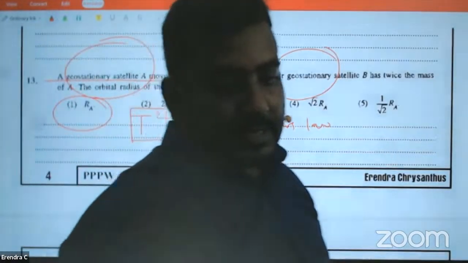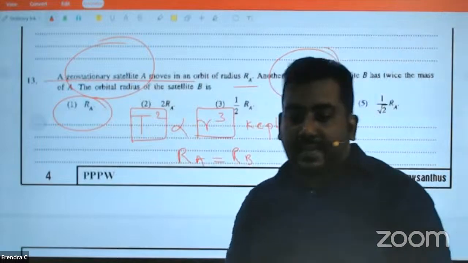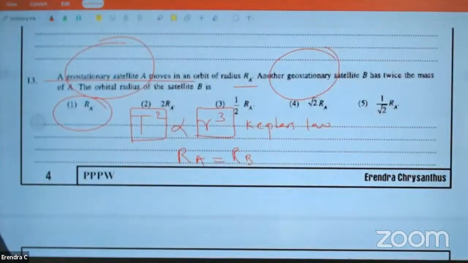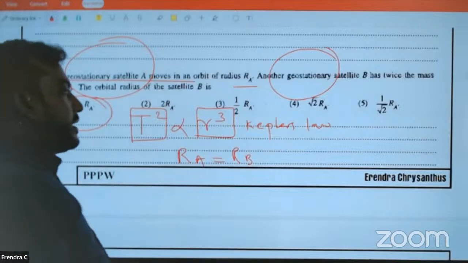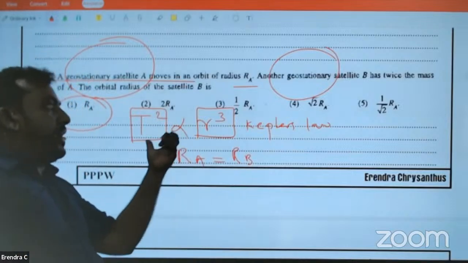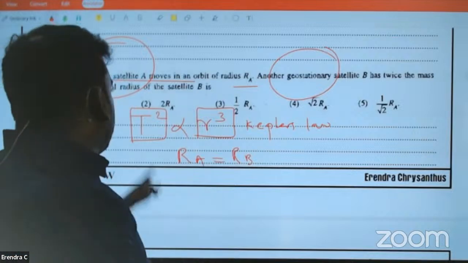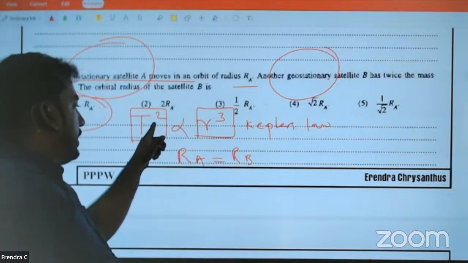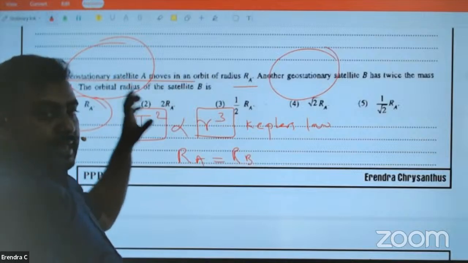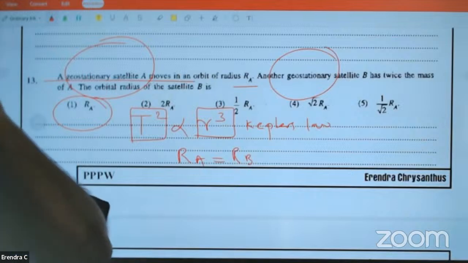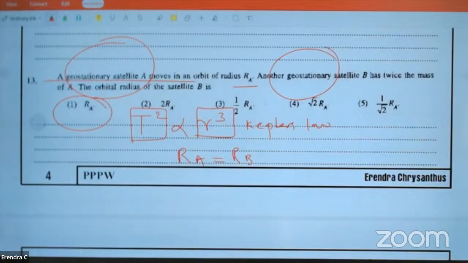A geostationary satellite has a single periodic time. According to Kepler's law, there should only be one orbit radius for a geostationary satellite.